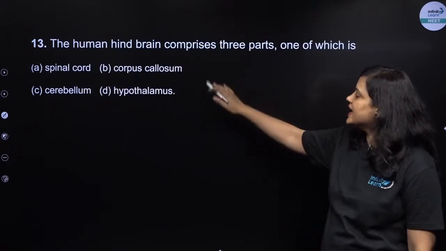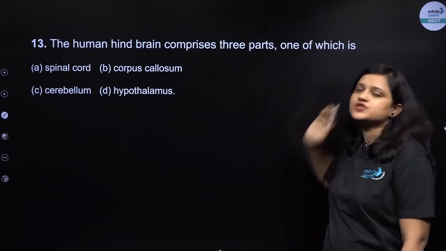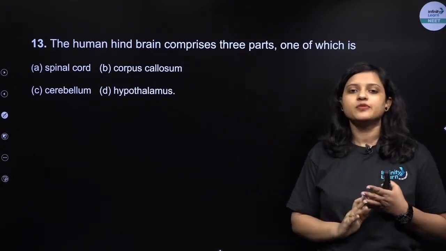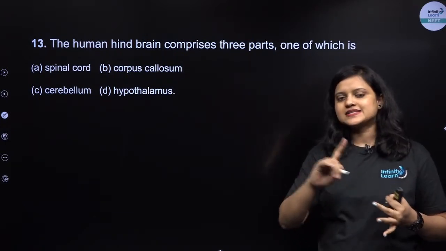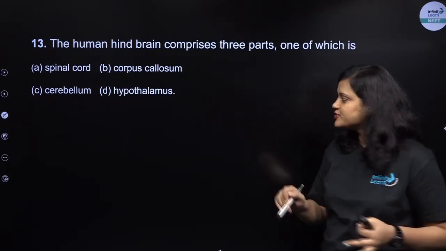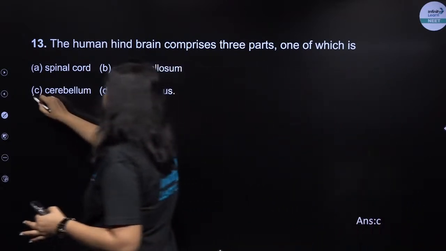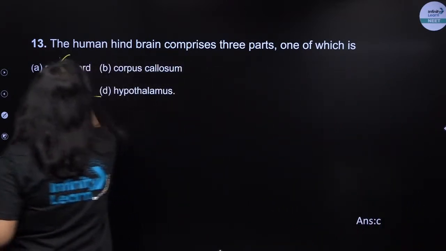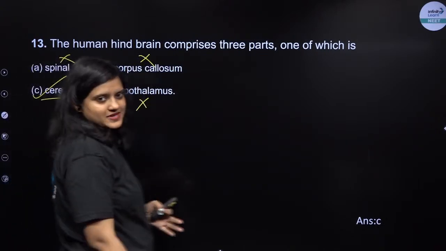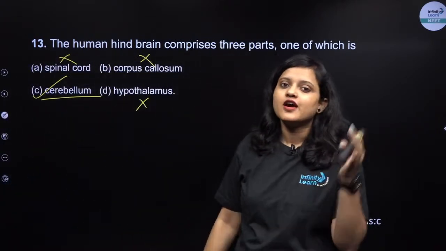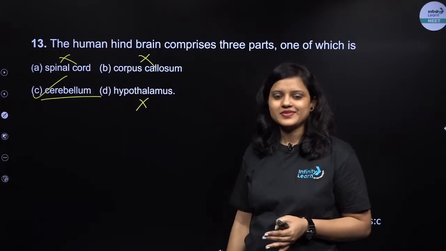The human hind brain comprises 3 parts, one of which is, the human hind brain will consist of pons, medulla and cerebellum. So the correct option will be cerebellum. Not spinal cord, not corpus callosum, not hypothalamus. Hypothalamus is a part of the forebrain, right?